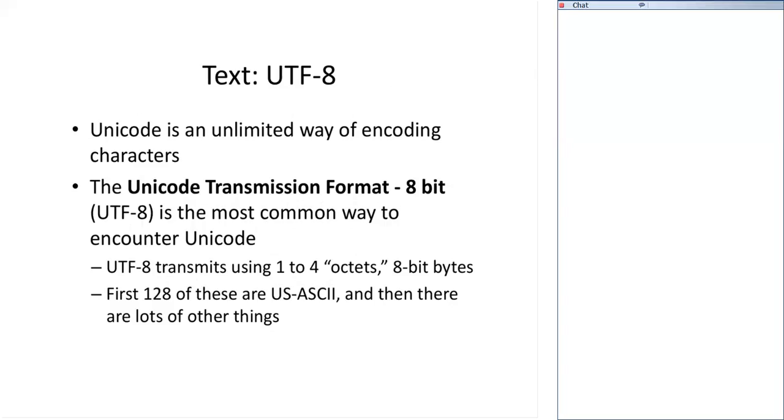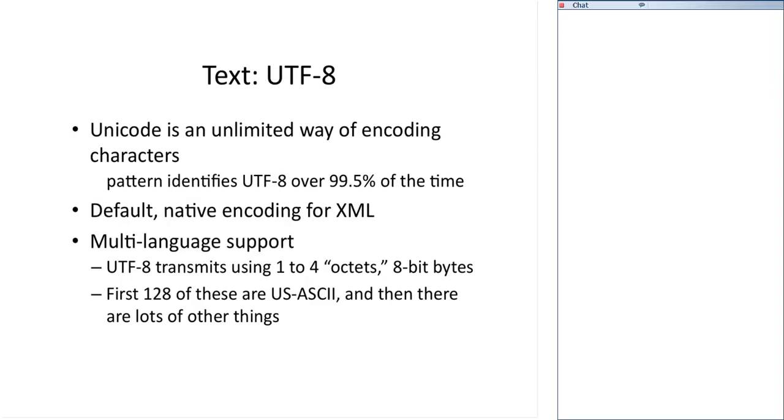UTF stands for Unicode Transmission Format, 8-bit. So just as ASCII was a 7-bit format, UTF-8 is an 8-bit format. It has an additional bit. And in fact, it can have a number of octets. So it can have up to 4 of those 8-bit bytes that make up a single character in Unicode. The first 128 of those are the ASCII chart we just saw. So ASCII is tremendously forward compatible. ASCII is a very safe and simple text format, but it doesn't have a lot of range.